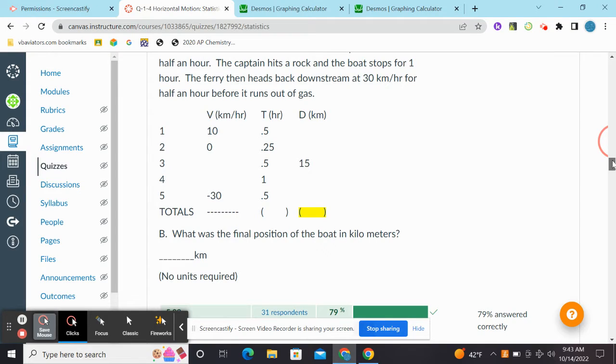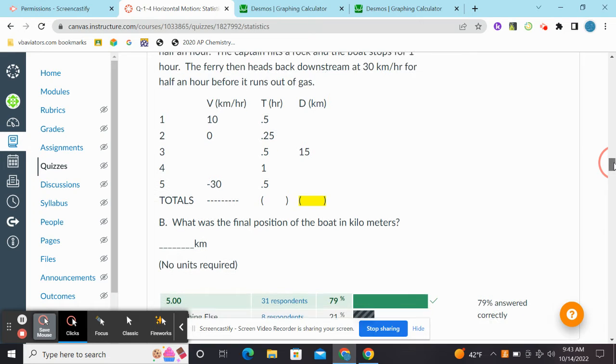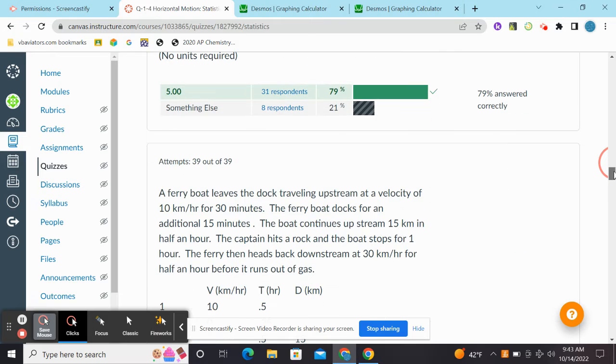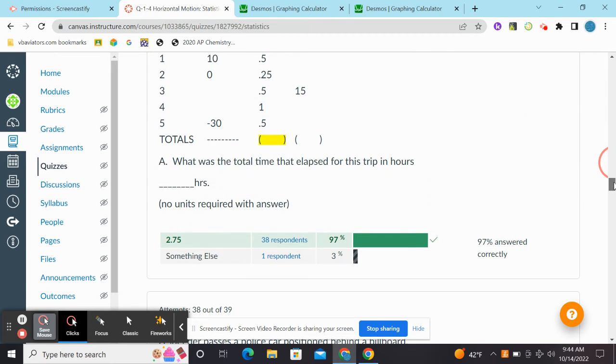Then we get into this whole chart. Charts should not be all that difficult. You just have to kind of go through and multiply. For example, it'd be like 10 times 0.5 and get 5 for the distance. When you're all done, you add up that column. You should be getting something for 5 for our totals. 80% of us were able to do that.